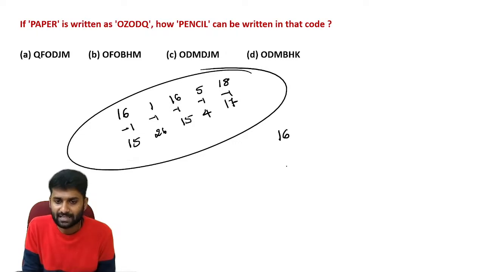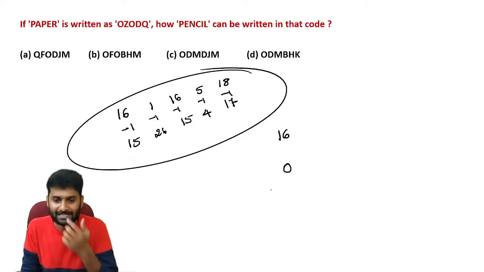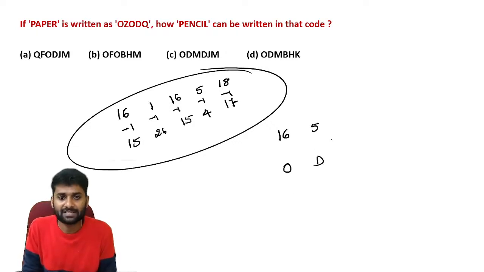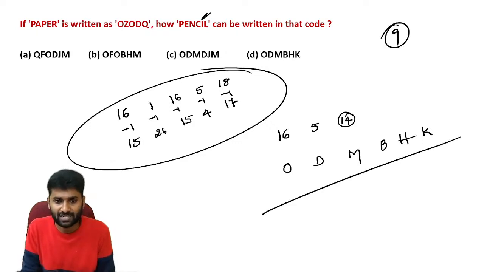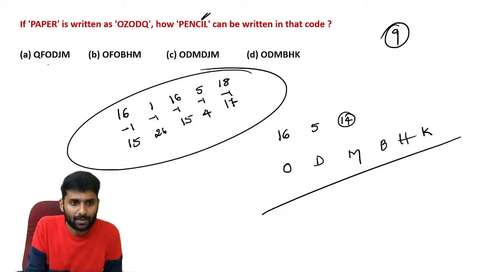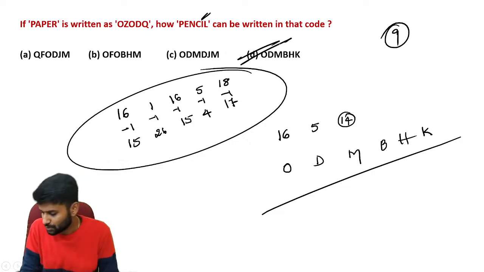Now pencil: P is the 16th letter, we have to consider the 15th letter. Previous letter is O. E is the fifth letter and you have to take D. Previous letter is D. N is the 14th letter, you have to consider the 13th letter. 13th letter is M. C you already know is the third letter, previous is B. I is the 12th letter, you have to take the 11th. So L is L. So the last letter is K, and we missed that I, right. So I is the ninth letter, we have to consider previous H. So the answer is ODMPHK. BHK. So D is the suitable answer.